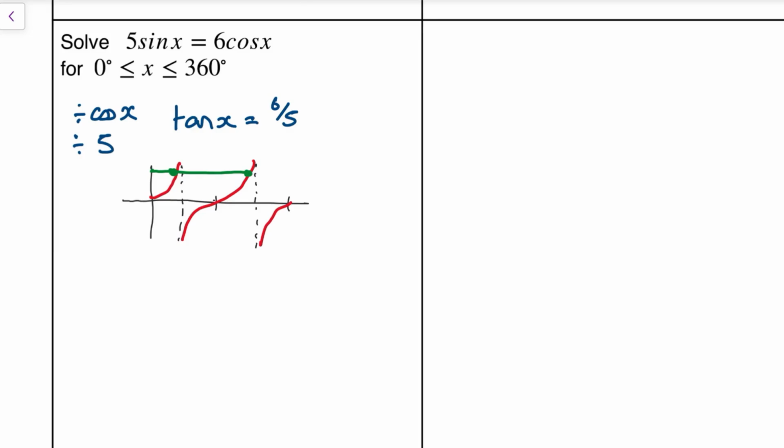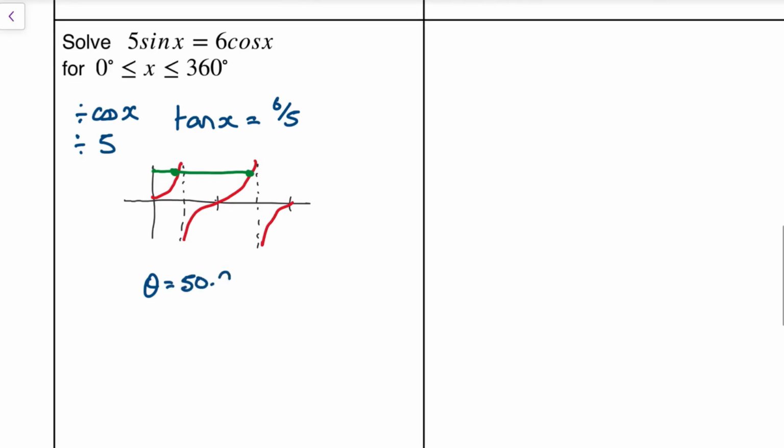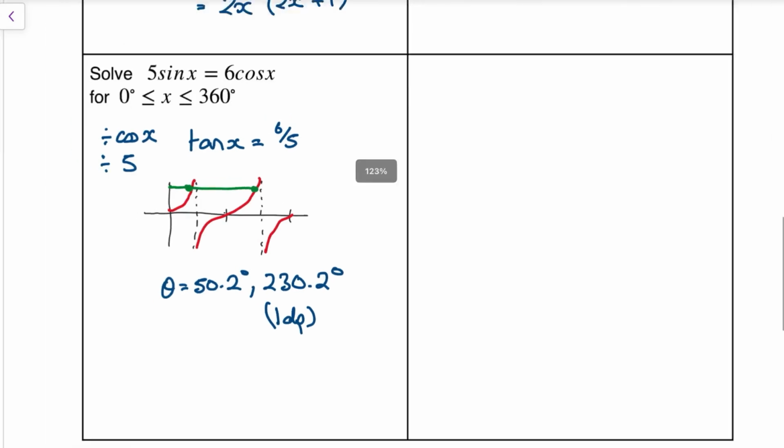So I get my calculator out, which I'm going to do now. And this tells me that theta is equal to 50.2, and then the next one I'm going to add 180, and so that's going to give me 230.2. Write my rounding to one decimal place, and that is the final question today.